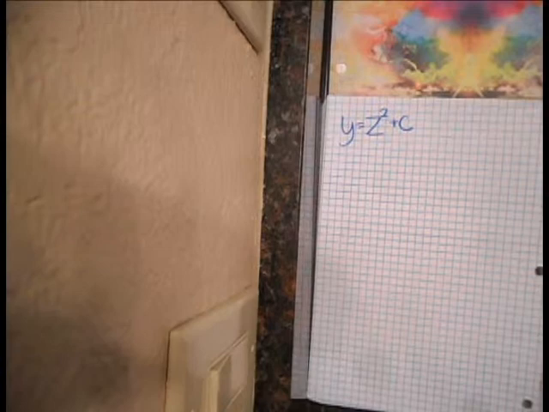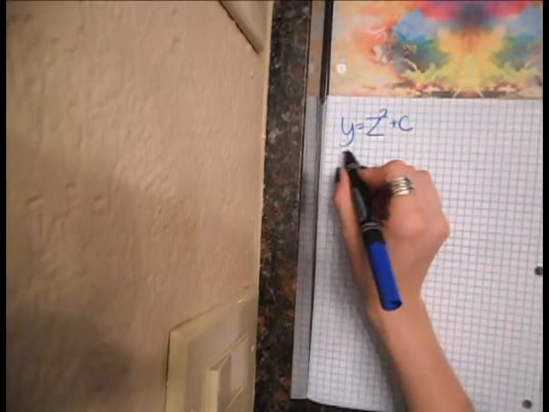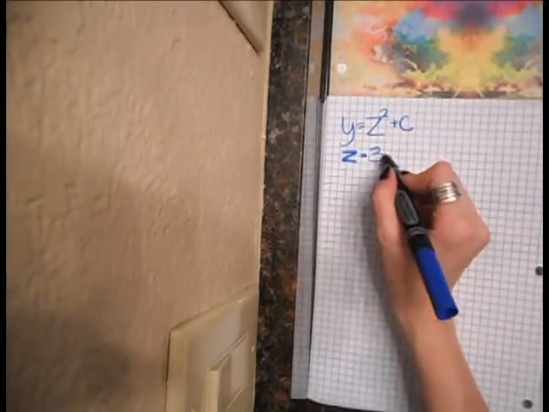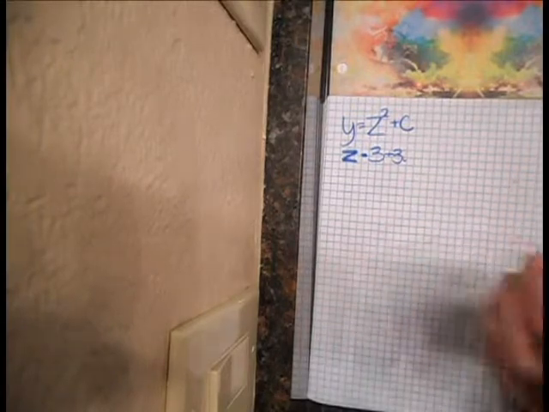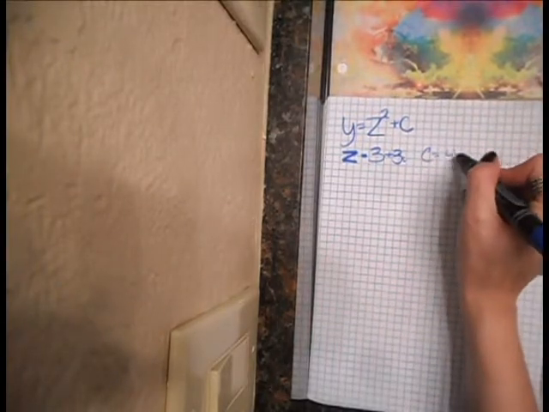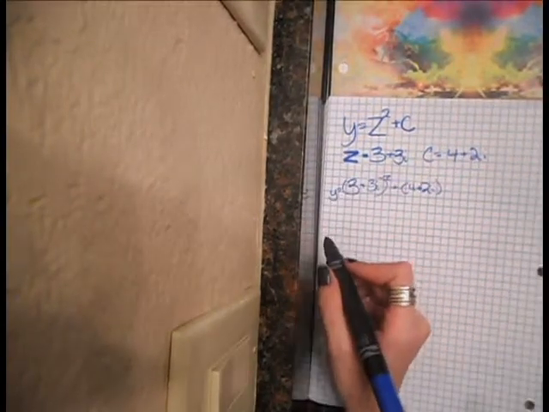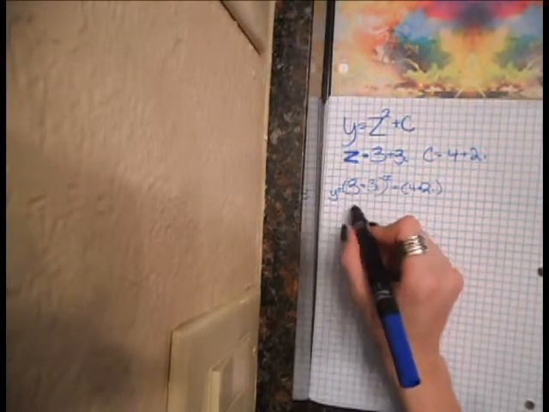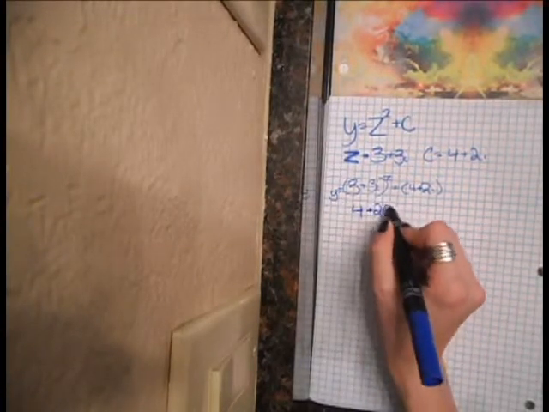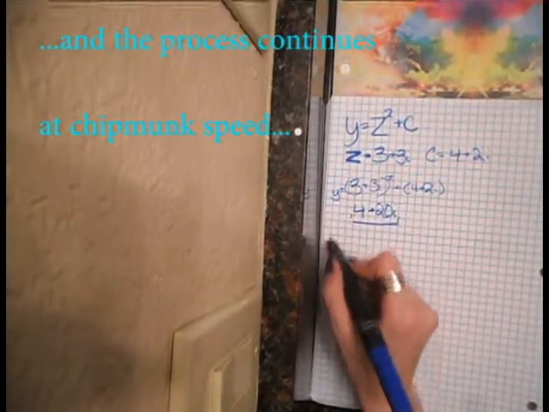To begin, let's declare our numbers. We'll say z equals 3 plus 3i, and c, our constant value, equals 4 plus 2i. Using values I have pre-calculated, our first number comes out to 4 plus 20i. This number becomes the new z value.